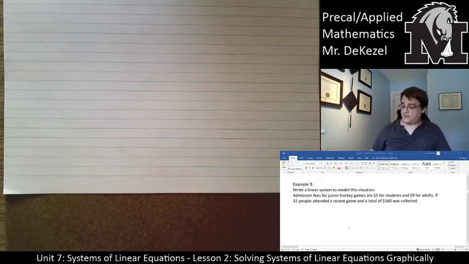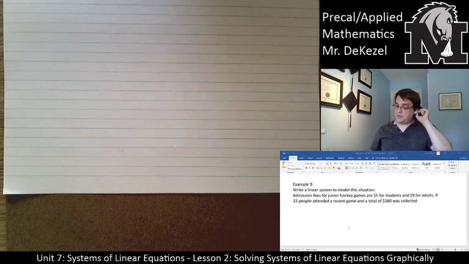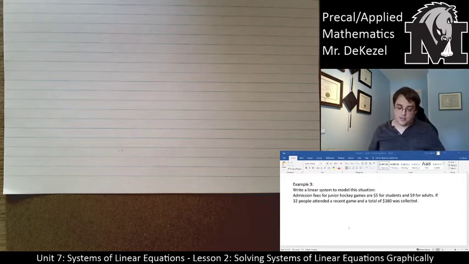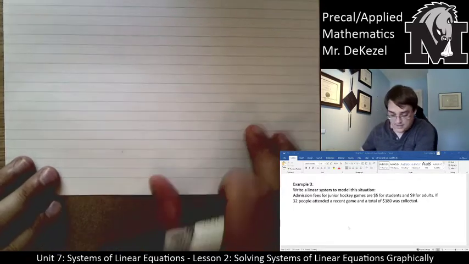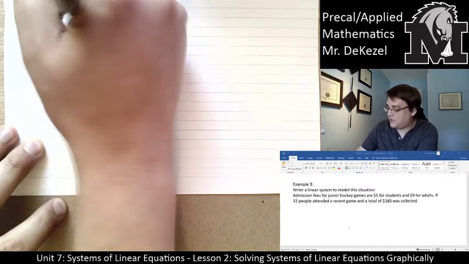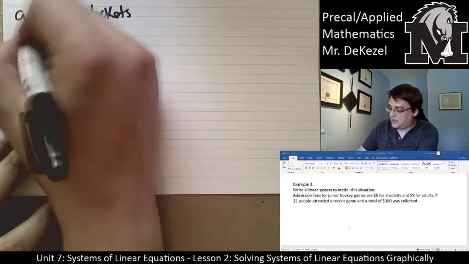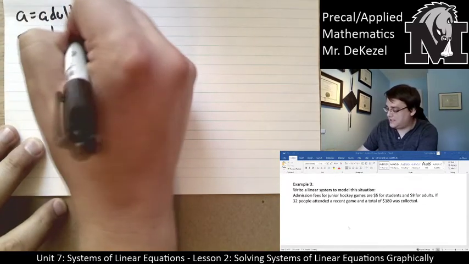So, example 3. Write a linear system to model this situation. Admission fees for a junior hockey game are $5 for students, $9 for adults. 32 people attended a recent game, and the total was $180. We want to put down our variables, write down our equations, and find out where these cross. So let's do that. Let's call A the adult tickets, and let's call S the student tickets.